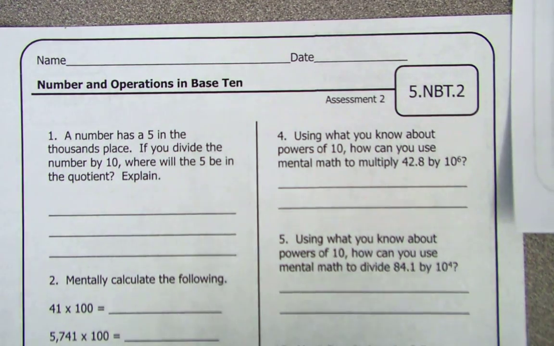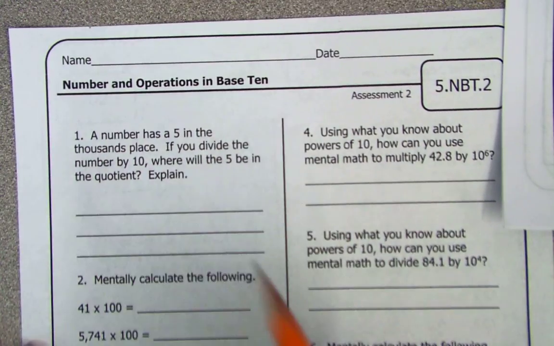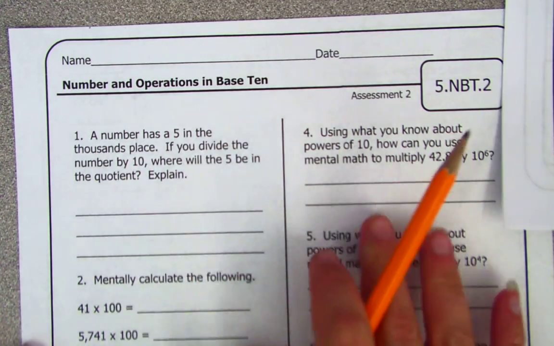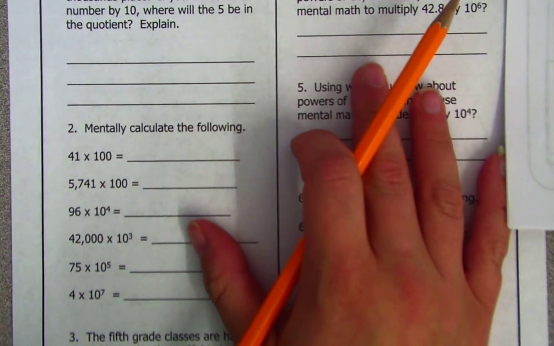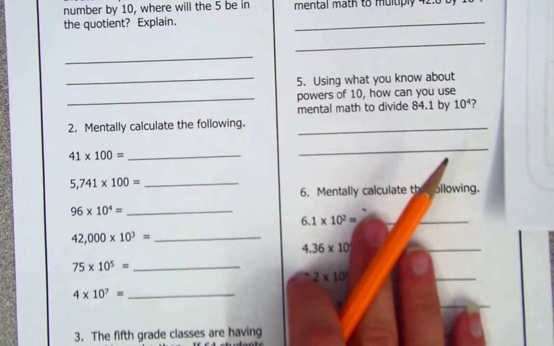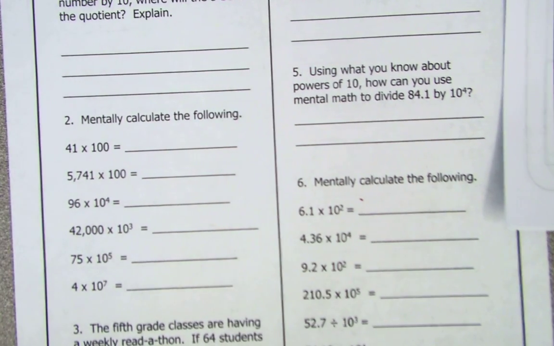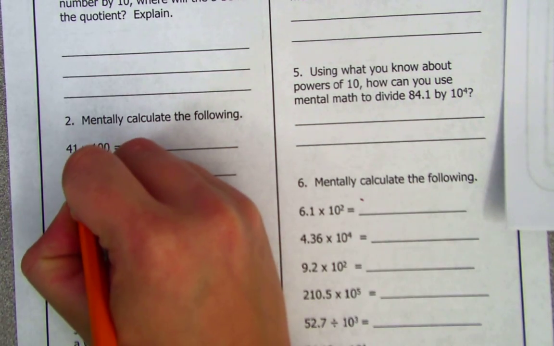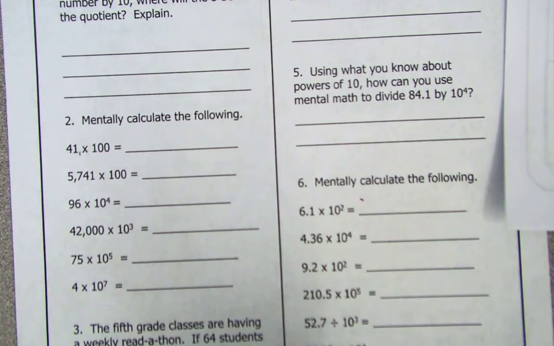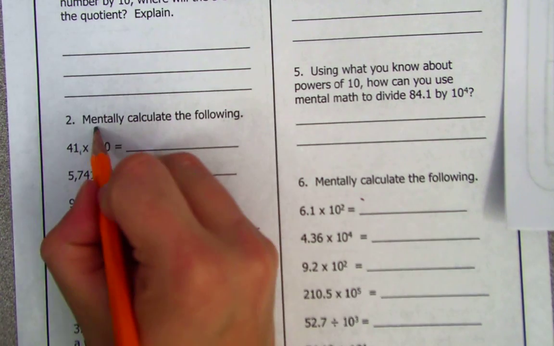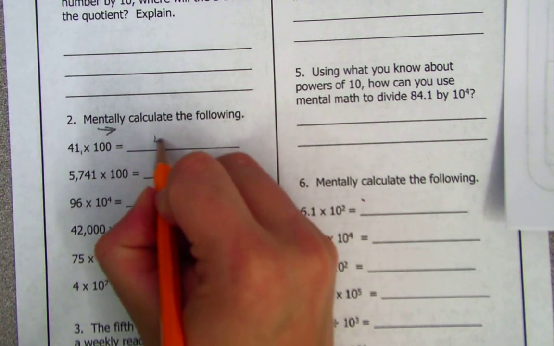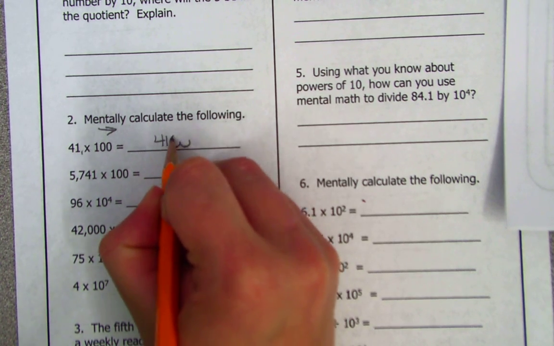Okay, here is 5-point MBT2 intervention. I'm not going to do the first one. You're going to have to do that one on your own. You're going to calculate the following. Guys, just count the zeros. Here's your decimal. You're multiplying, so to the right, to the right, to the right. You're going to move this way to multiply, and I'm going to add 2 zeros.